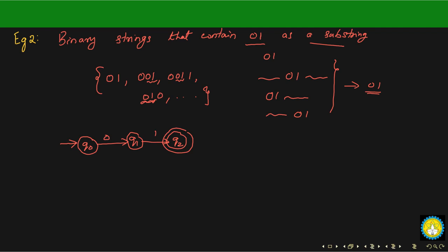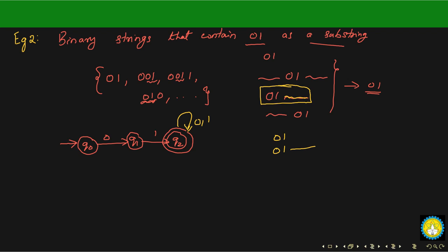Now 0 1 followed by anything, as represented here, also has to be accepted. So if you get a 0 1 in the beginning, it should be accepted. You are not bothered about what you get after that. So if you get anything, a 0 or a 1, from here, you are going to accept it. So this will cover 0 1 and 0 1 followed by anything.